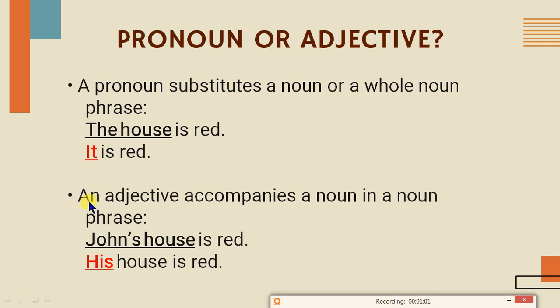Next definition. An adjective accompanies a noun in a noun phrase. It means an adjective is one type of quality, one type of appraisal for a noun, and we use it with a noun phrase. For example, John's house is red. So what is the color of John's house? Red. So for John's house we will use: his house is red. So we will move to the next slide.